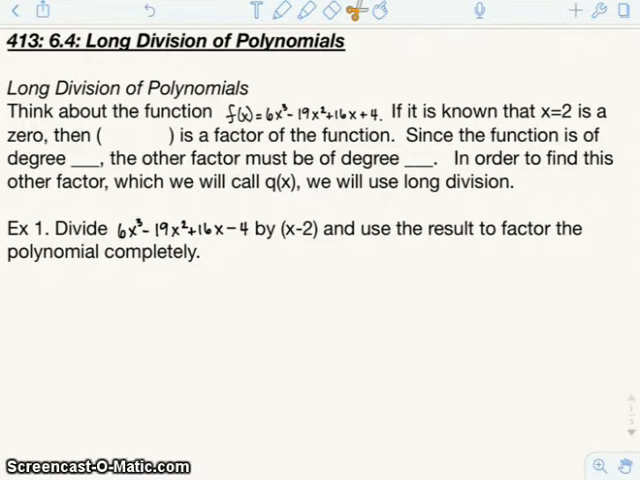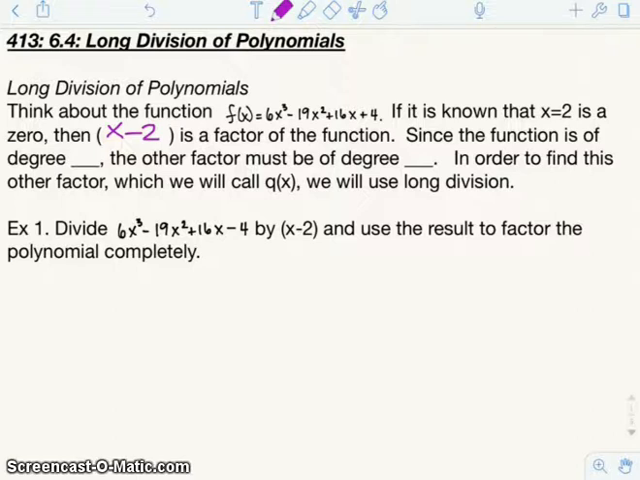So this example says, think about the polynomial f of x, which just means y, is equal to 6x to the third minus 19x squared plus 16x plus 4. If you know that x equals 2 is a 0, then we call x minus 2 a factor. Okay, we don't need to worry about knowing that. I'm telling you that information.